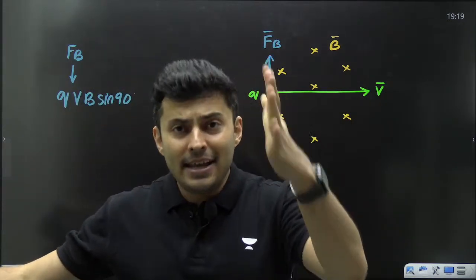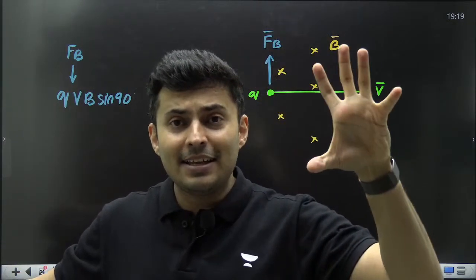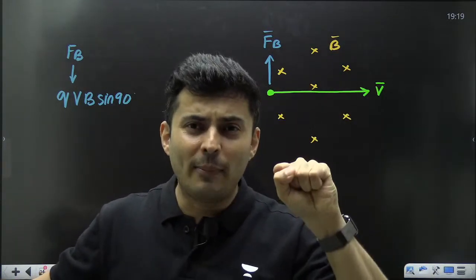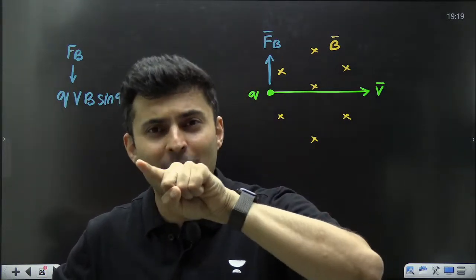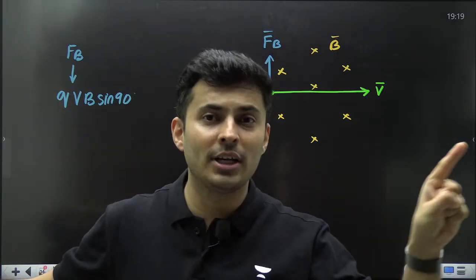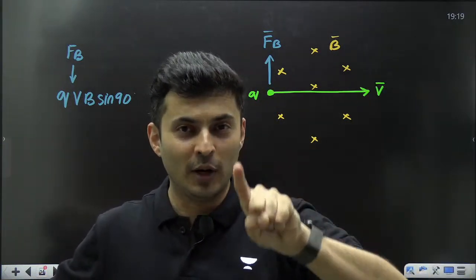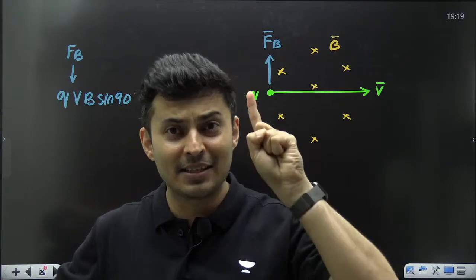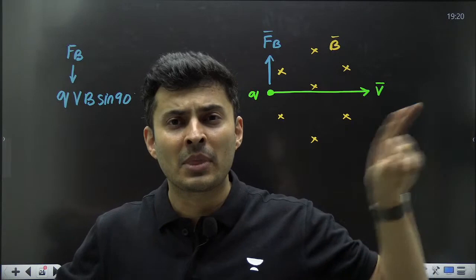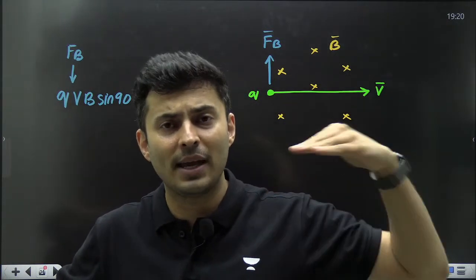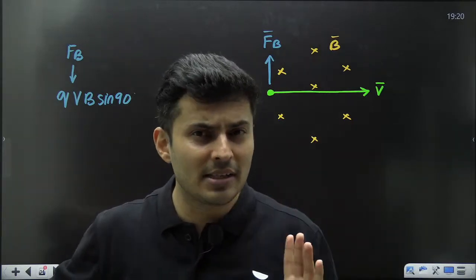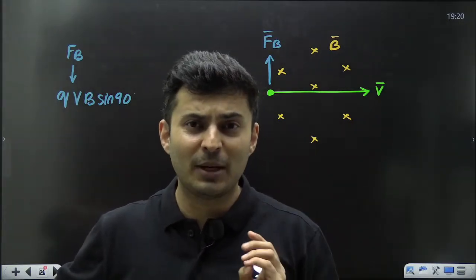Here, the idea is I want to study the combined effect of electric field and magnetic field, and I want to apply an electric field in such a manner that the charged particle continues to go in a straight line. That means it will neither go this way nor go this way, nor will it accelerate nor will it decelerate. That means the net force on it must be 0.